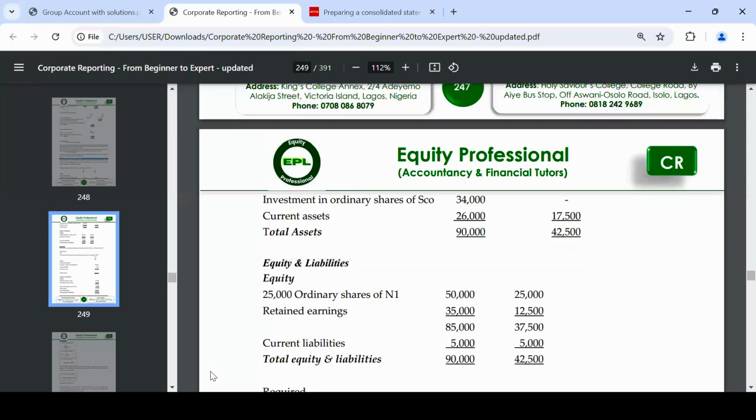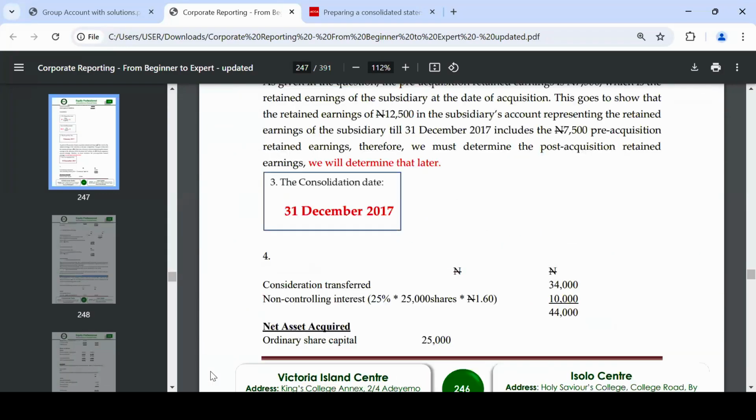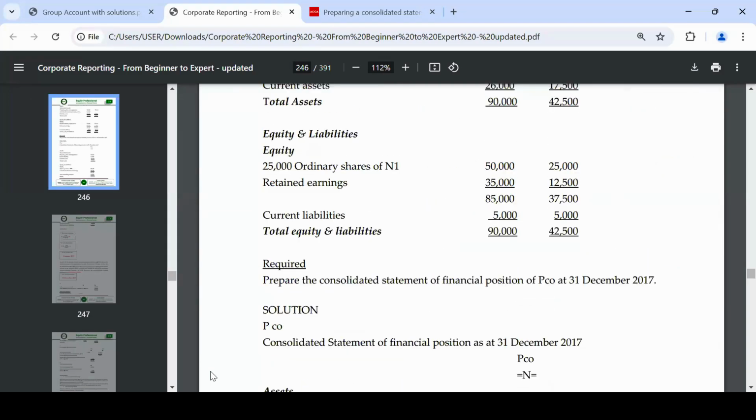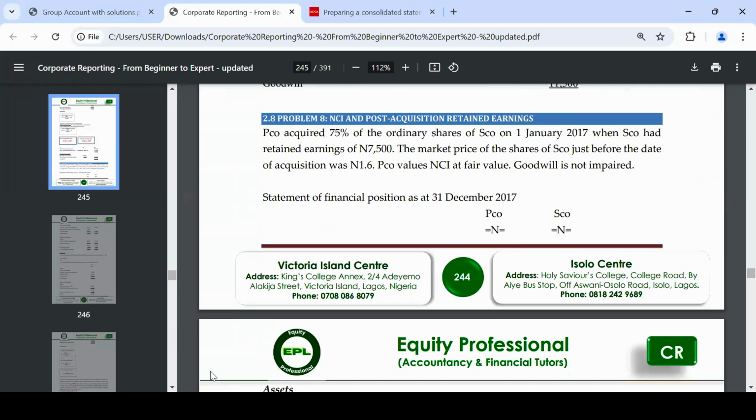Okay, the last question we solved last week, I think it was a question that had to do with goodwill and NCI and post-acquisition retained earnings. So a quick recap of the major procedures that we have been using is that, number one, when you're consolidating, you are adding up or summing up line by line items of the parent and the subsidiary.